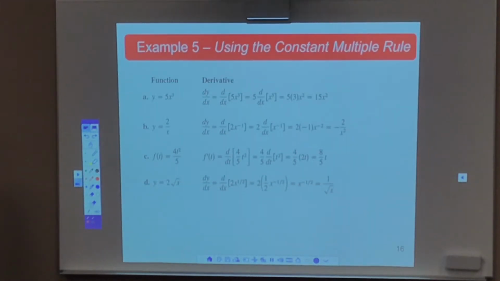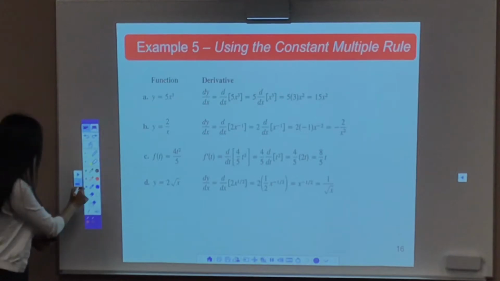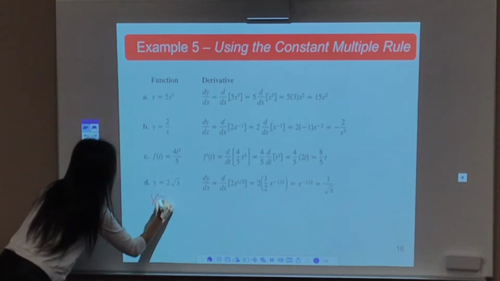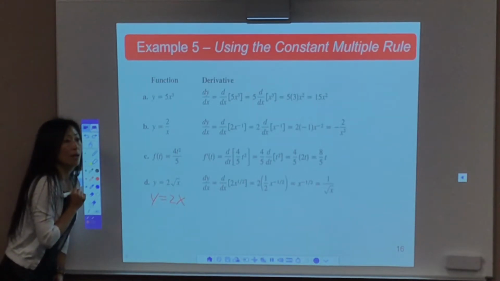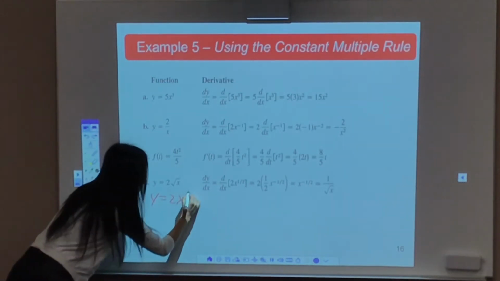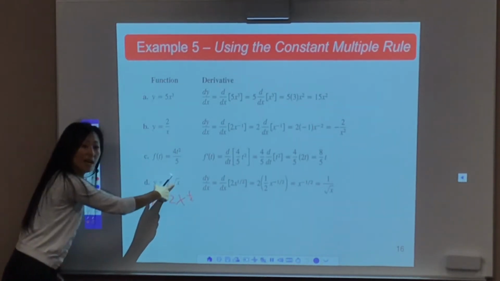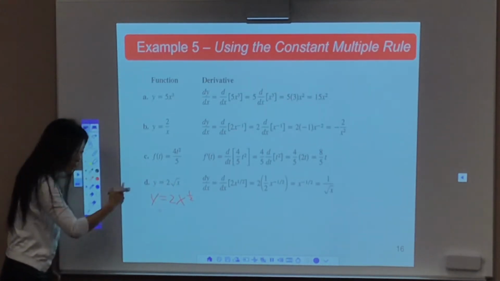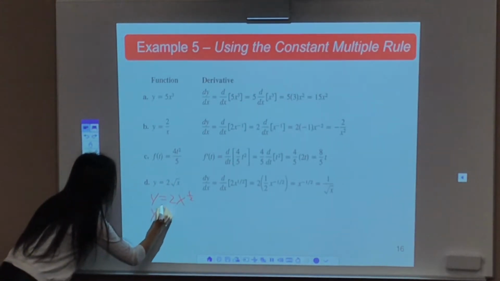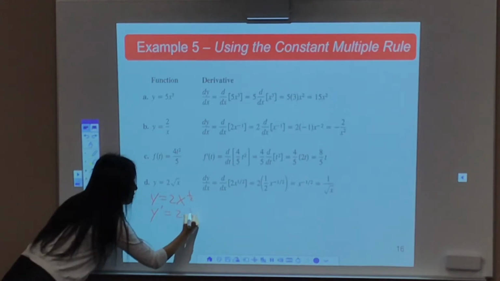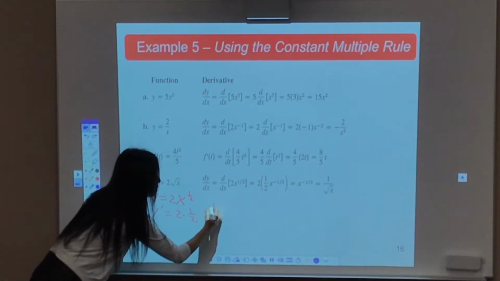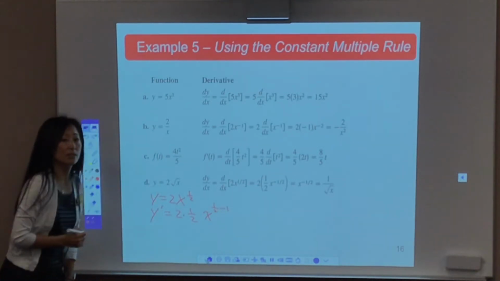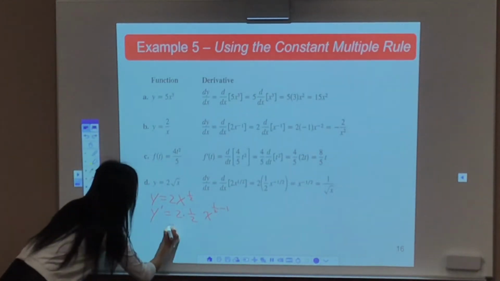Next example. All right, what do we need to do? Same thing. y equal to what? 2 times x to the what power, class? 1/2. Only 1/2, right? Because the square root means what? Half power. All right, so then we're going to do the same thing again. So y prime is what? 2 times 1/2 times x to what? 1/2 minus 1.